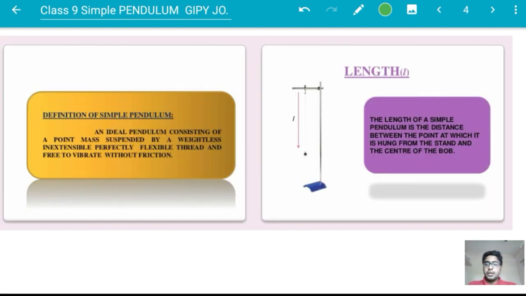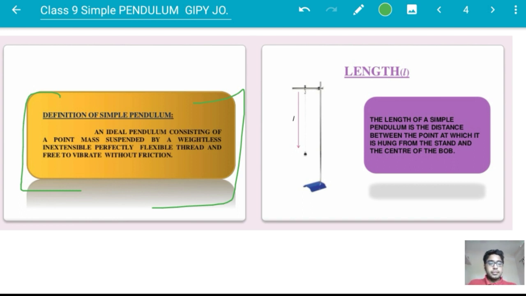So what I was trying to say, the definition of simple pendulum: an ideal pendulum consisting of a point mass, suspended by a weightless, inextensible, perfectly flexible thread and free to vibrate without friction. So that is the proper definition for simple pendulum. Anyway, no one will ask you what is simple pendulum, but you should know the idea what simple pendulum is. And now moving towards the length of the simple pendulum.